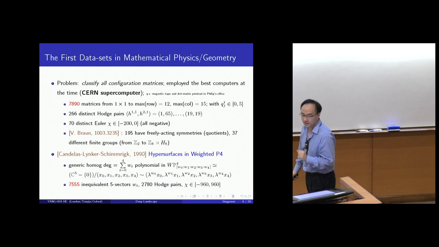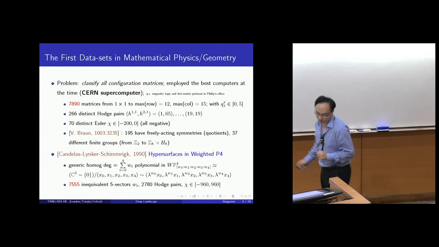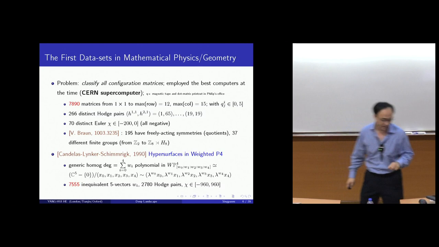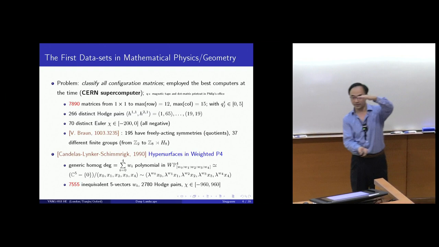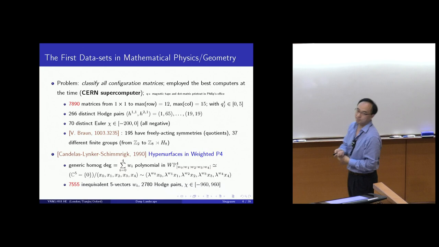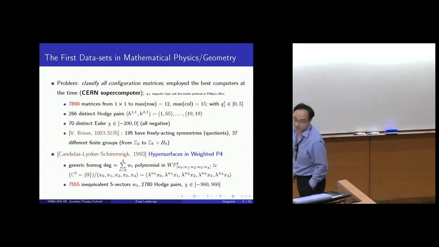Things like punch cards were involved. If you go to Philip's office, magnetic tapes and dot matrix print, I mean, the young people have no idea what I'm talking about. But in Philip's office, there's a stack of this. The data is available in Philip's office. It's a stack about this large of dot matrix printout. It's a museum piece. Anyhow, if you do this, there are 7,800 such matrices ranging from 1 by 1 to about 12 by 15, with entries that range from 0 to 5.